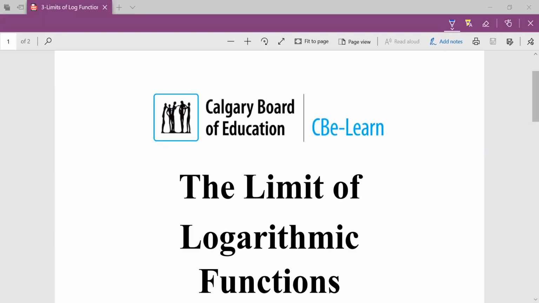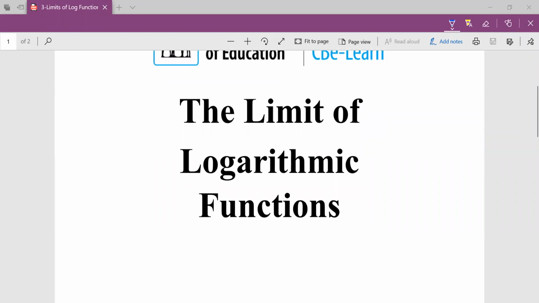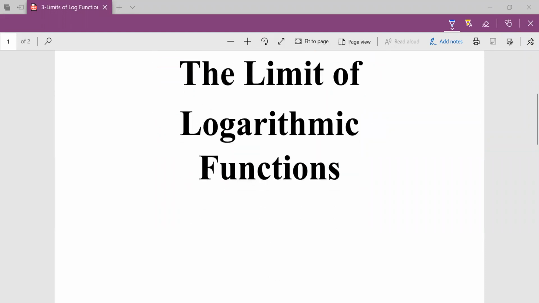Hey, mathletes, what we're going to look at in this video is the limits of logarithmic functions. Now, in your last class, maybe you didn't love logarithms when you were doing logarithms, but they take on a different feel in calculus, so don't worry about that, okay?